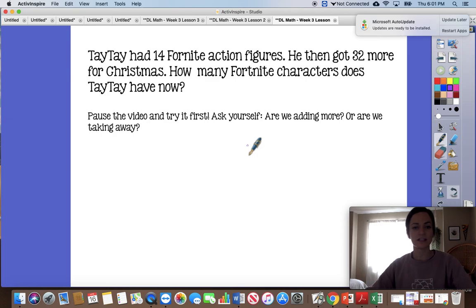Tay-Tay had 14 Fortnite action figures, which I don't even know if Fortnite has action figures. I just tried to make a word problem that you guys would like. So, excuse me if there's no such thing as Fortnite action figures. He had 14 Fortnite action figures. He then got 32 more for Christmas. How many Fortnite characters does Tay-Tay have now?